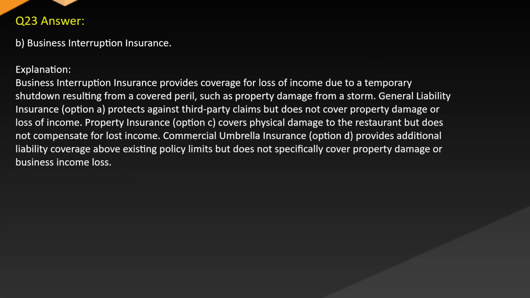Answer: B. Business interruption insurance. Explanation: Business interruption insurance provides coverage for loss of income due to a temporary shutdown resulting from a covered peril, such as property damage from a storm.